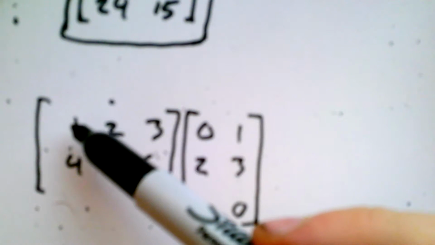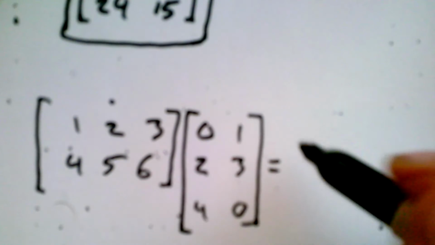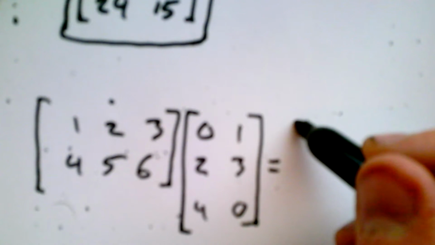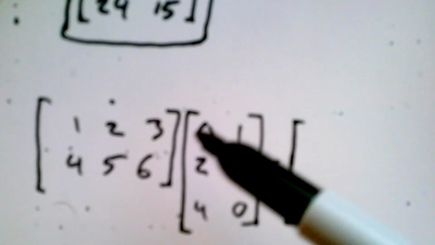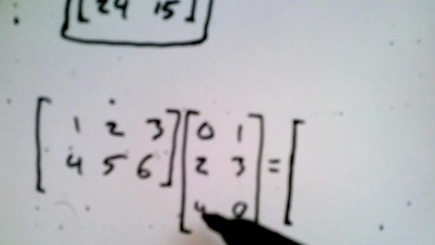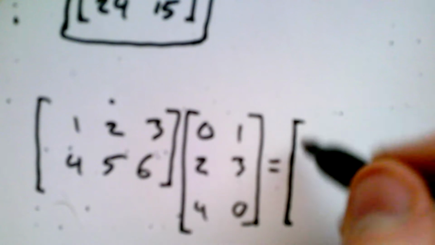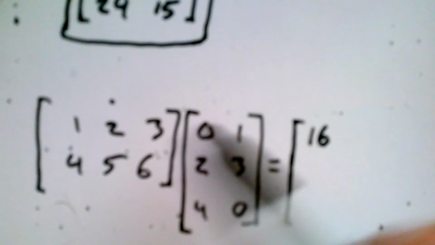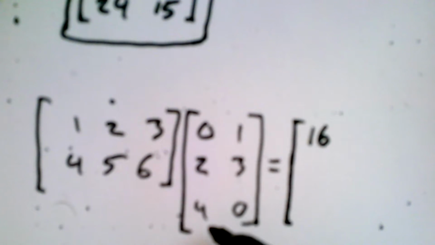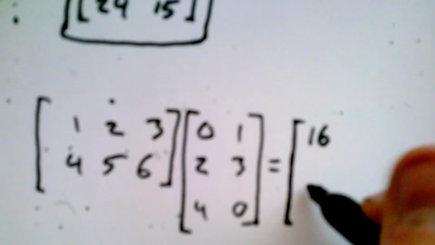So we need to multiply 1 by this 0, 2 by this 2, and 3 by this 4. If you run out of rows or columns, then your dimensions don't match and the matrix doesn't have the product that you asked it to have. So 1 times 0 is 0, plus 2 times 2 is 4, plus 3 times 4 is 12, so 4 plus 12 is 16. That goes here. 4 times 0 is 0, 5 times 2 is 10, 6 times 4 is 24, 10 plus 24 is 34.